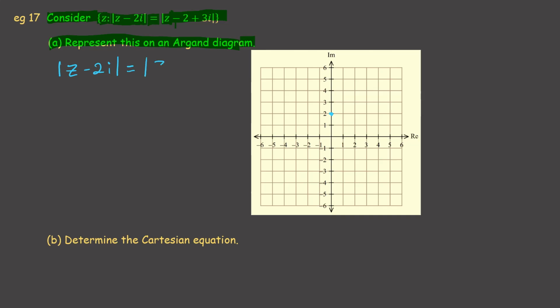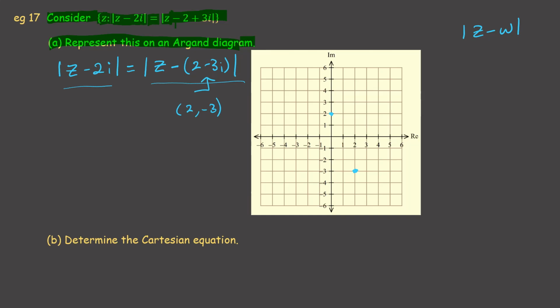Now I like to rewrite this, and if I do that, I get 2 minus 3i, like that. Just think about expanding that, you'll get the same thing. But now we've got it in the form z minus w, so we can identify the other point as being the point 2, negative 3 in our diagram. So 2, negative 3 is here. Now if we want the distance from this point over here to be equal to the distance from that point there, we're talking about the perpendicular bisector of those points.